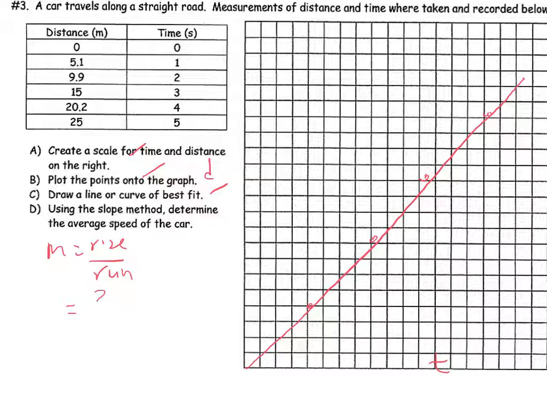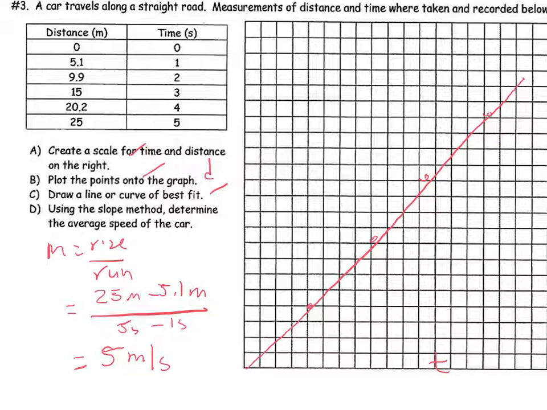So let's say I use 25 meters minus 5.1 meters over 5 seconds minus 1 second. So I have the units there, and here you would have got roughly about 5 meters per second. Your answer could have been different, and that would depend on your slope, but you had to show numbers with the units.